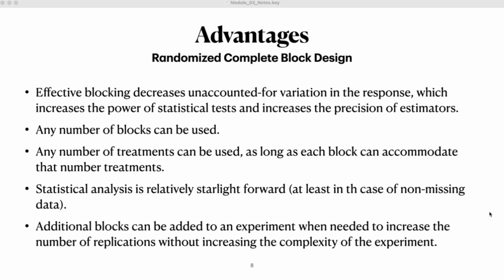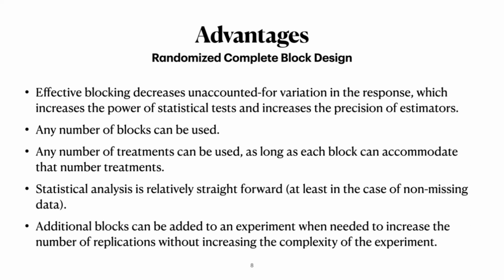Okay, the next advantage or characteristic of a randomized complete block design is that the statistical analysis is still relatively straightforward, at least when we have full data. Let me fix those two typos real quick. So again, the statistical analysis is still relatively straightforward, perhaps a little bit more complicated than the analysis for a completely randomized design, but not much more complicated. Now, this is assuming that we don't have any missing data. If we do have missing data, then that complicates the analysis, at least when we're doing it by hand.